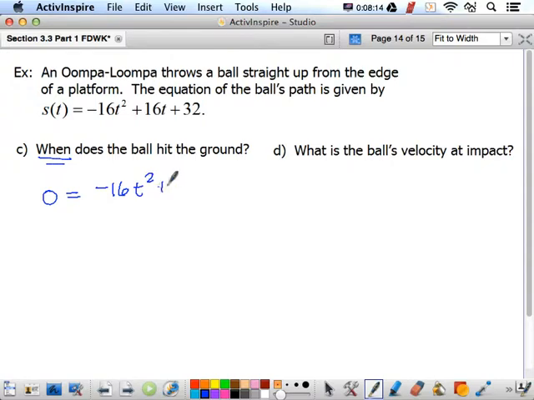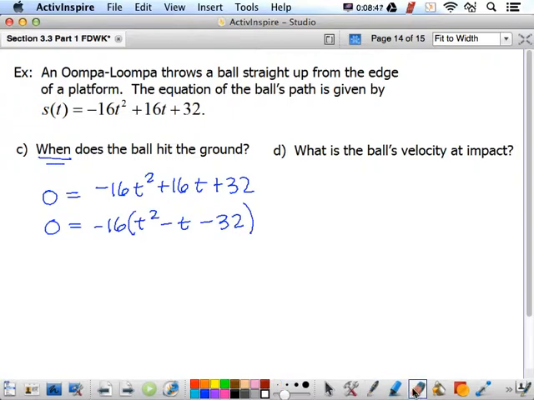It has nothing to do with calculus. This is strictly algebra here. In fact, I think we did these in college algebra just the other day. So we want to know when it hits the ground. So we set it equal to 0 and we solve it. We have a trinomial, and I think it's divisible by 16, right, or negative 16. So we could do the quadratic formula, but since it looks like it'll factor, I'm going to go ahead and factor out the negative 16. So we have t squared minus t minus 32. No, minus 2. Just kidding. Minus 2.